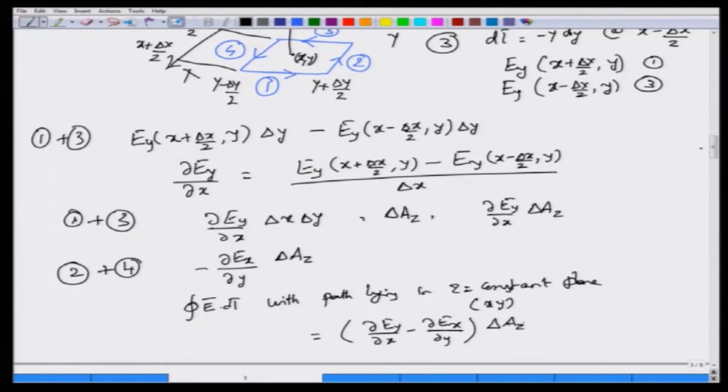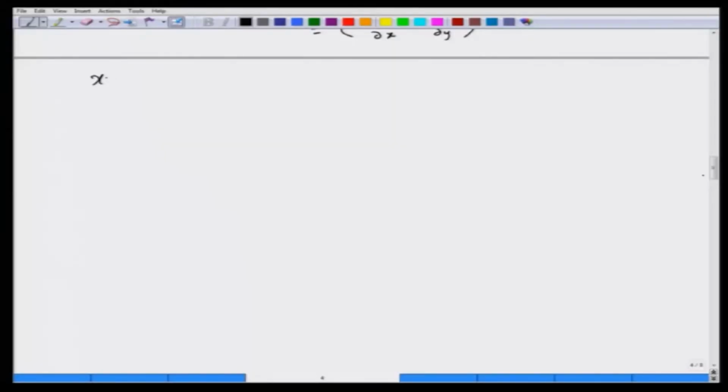Now what we will do is very similar to divergence. In divergence we obtained the closed surface integral, divided by the volume, and let the volume go to 0. In this case we will let the area go to 0. So you can go back and write down for the path in the xy plane, the integral of E dot dl is given by del Ey by del x minus del Ex by del y multiplied by delta area along z.